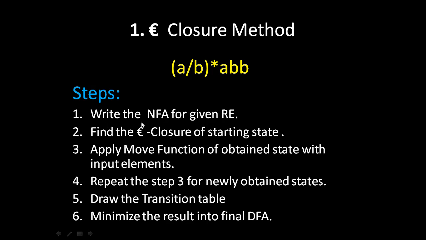First, write the NFA for the given regular expression. Second, find the epsilon closure of the starting state. Third, apply the move function to the obtained state with the input elements. Here the input elements are a and b. Then repeat step 3 for all the newly obtained states. Then draw the transition table. Finally, minimize the result to get the final DFA. Let's see the steps one by one.